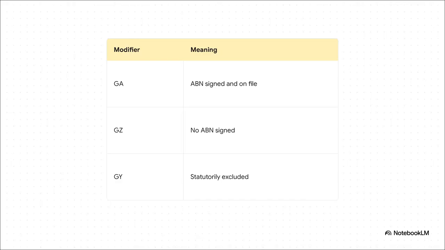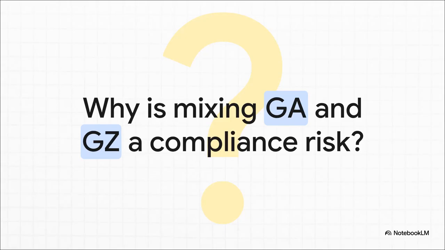Then we have the ABN, or Advance Beneficiary Notice, modifiers. Let's lock these in with some memory anchors. GA means a signed ABN is on file for a service you expect to be denied. GZ means no ABN was signed. GY is for a service statutorily excluded by Medicare, and GX is used when a voluntary ABN is used for those statutorily excluded services. So ask yourself this: why is mixing up GA and GZ such a massive compliance risk?